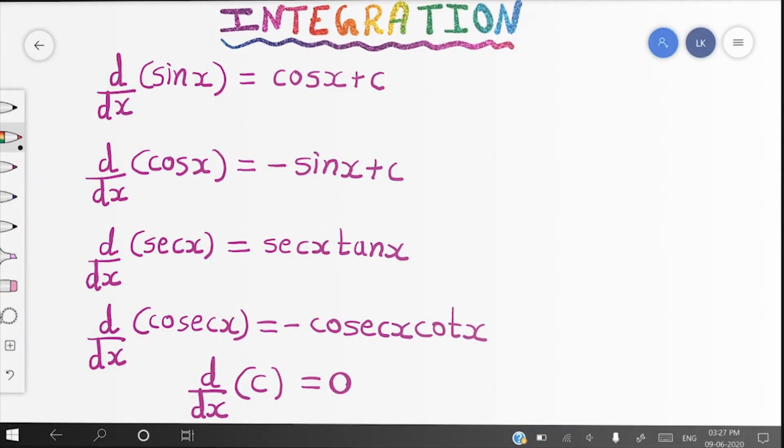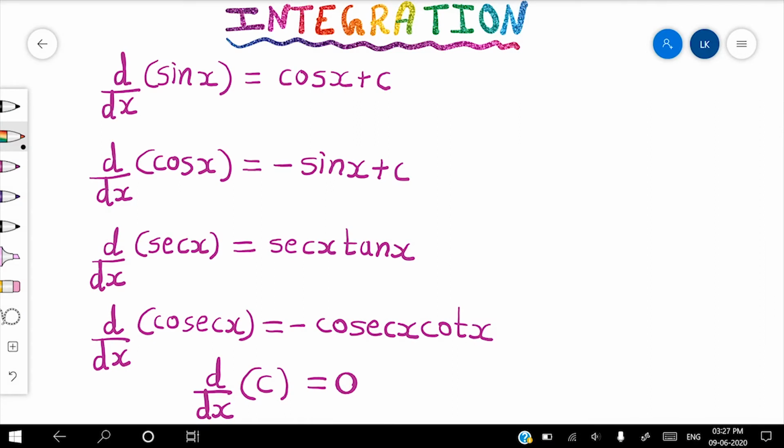Okay. Now we know that integration is nothing but anti-differentiation. You know the formula of d by dx of sin x. It is cos x. Similarly, the derivative of cos x is minus sin x. The derivative of sec x is sec x into tan x. And the derivative of cosec x is minus cosec x into cot x. Also, you know the derivative of a constant is always 0.